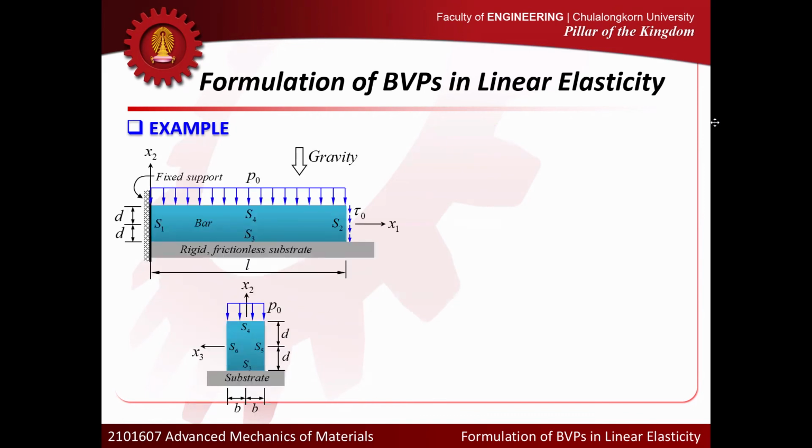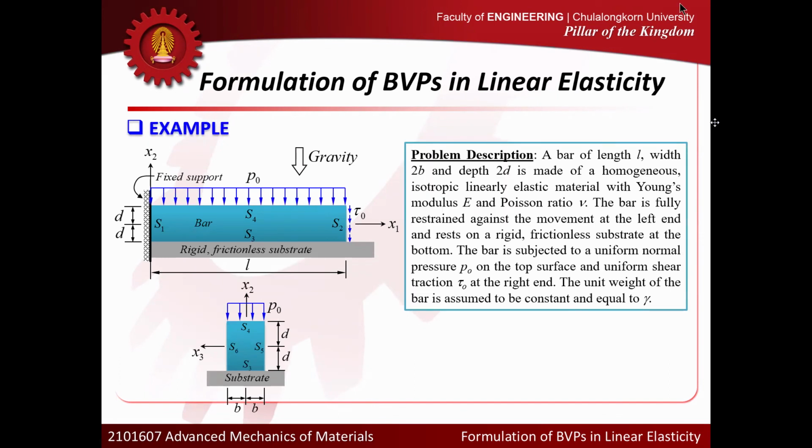In this case, I look at a bar of length L, and the cross-sectional dimensions are given here. The width of the cross-section is 2b, and the depth of the cross-section is 2d. You can think about this as a beam. I restrain the displacement completely at the left end, or you can think of it as a fixed support. I prevent the movement completely at every point on this end.